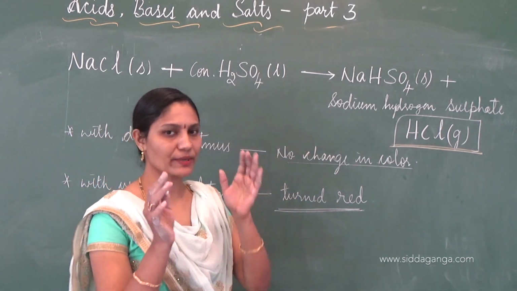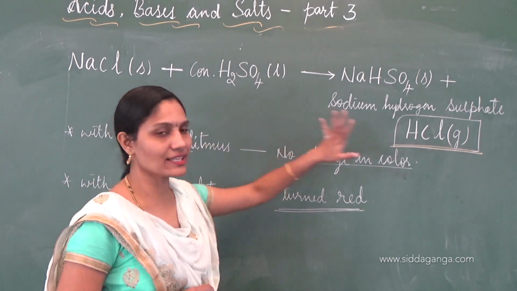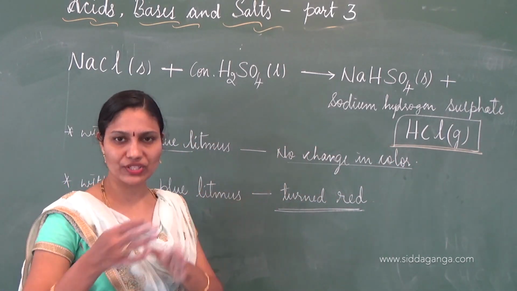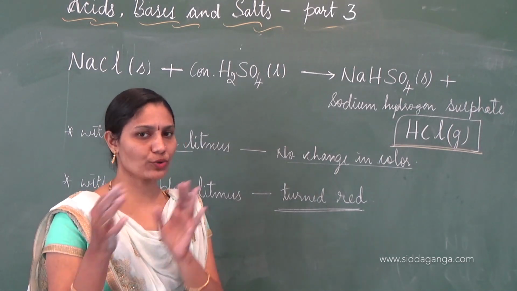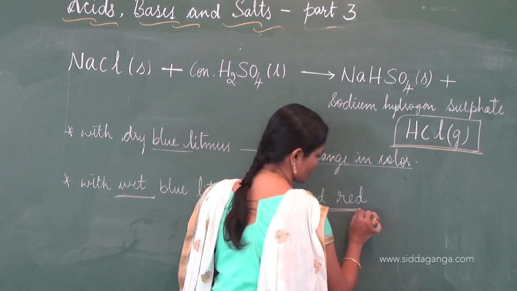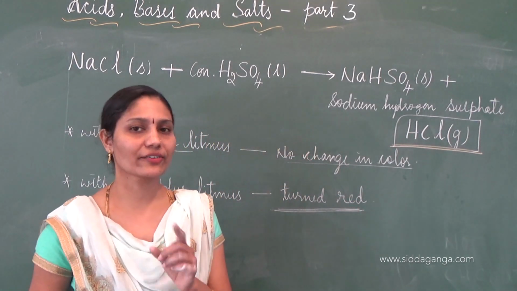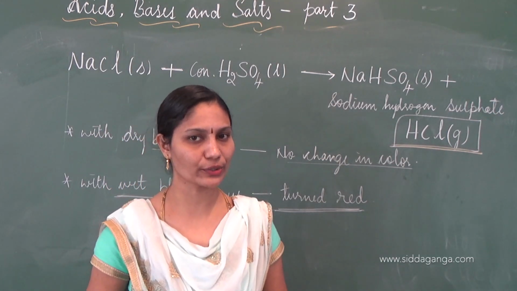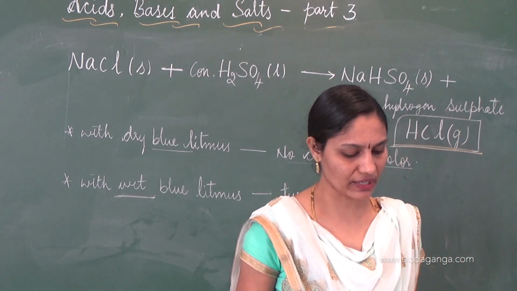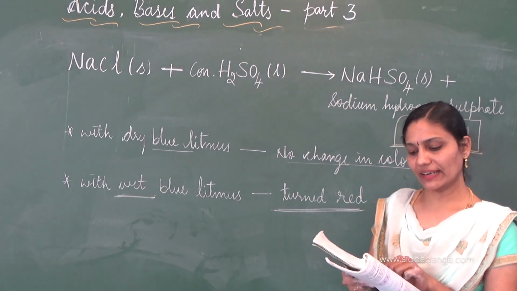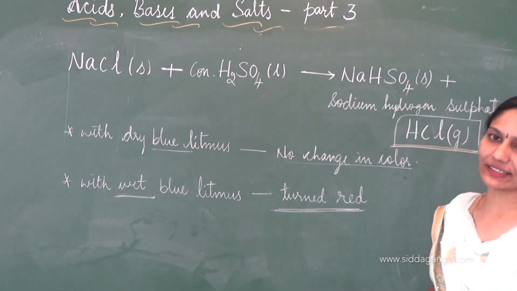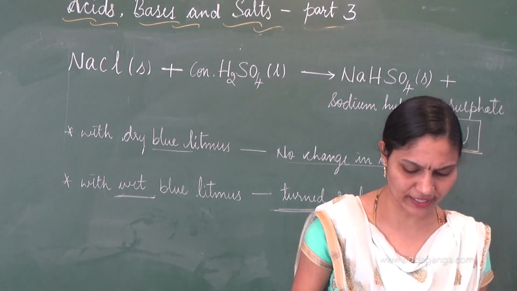Wet litmus has the presence of water, and upon passing HCl gas to wet blue litmus paper, what happened? Dissociation took place. With the dissociation, H plus ions were formed, and that is the reason we observe change in color. The blue litmus turned red. Is this point clear to you? So we will make it clear. Test the gas evolved successively with the dry and wet blue litmus paper. With the dry litmus paper, no change in color, whereas with wet blue litmus paper, it turned red. So we will write few points related to this.